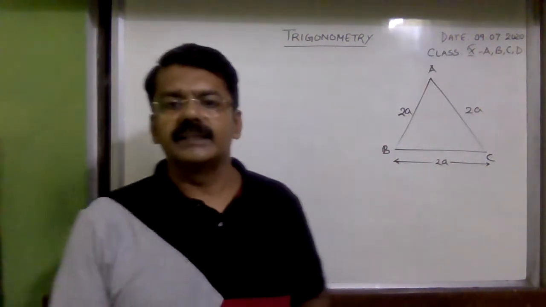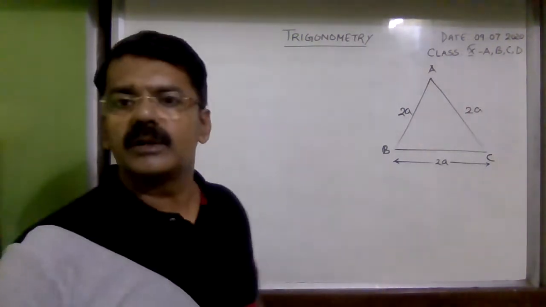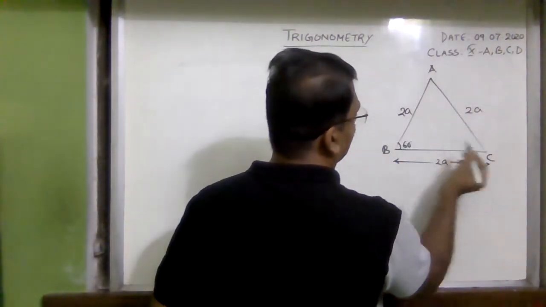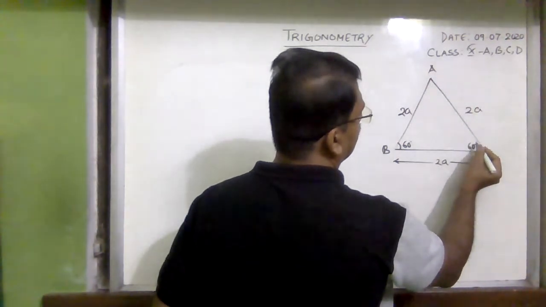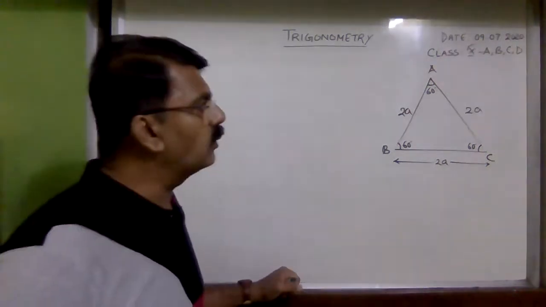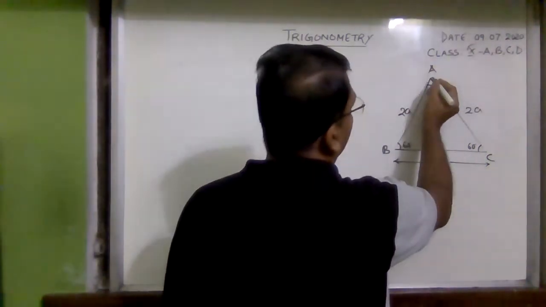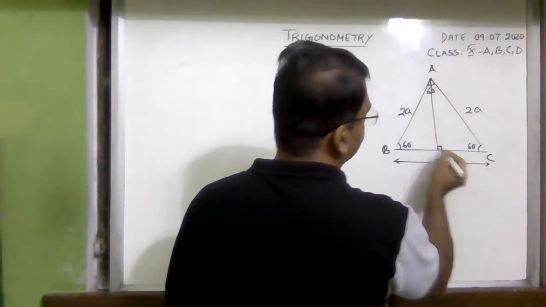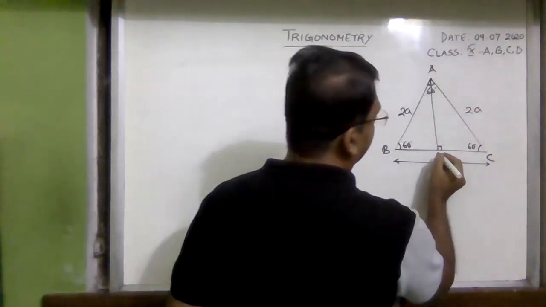All of you know that in an equilateral triangle all the angles are equal to 60 degree. That means this angle is 60 degree, this angle is also 60 degree, and this angle is also 60 degree. Now what you do, from A you drop a perpendicular on BC. Let this point be D.